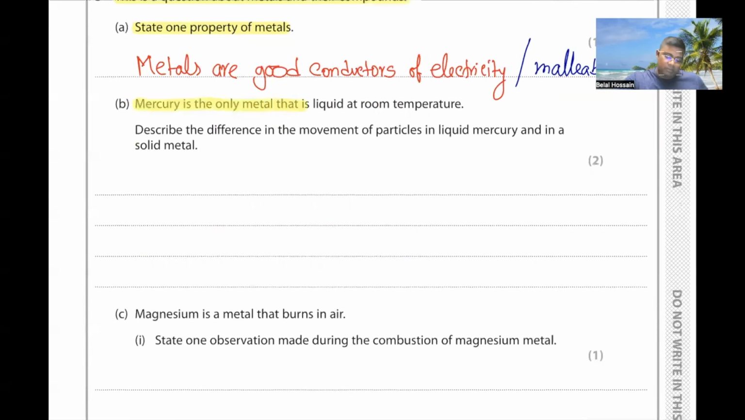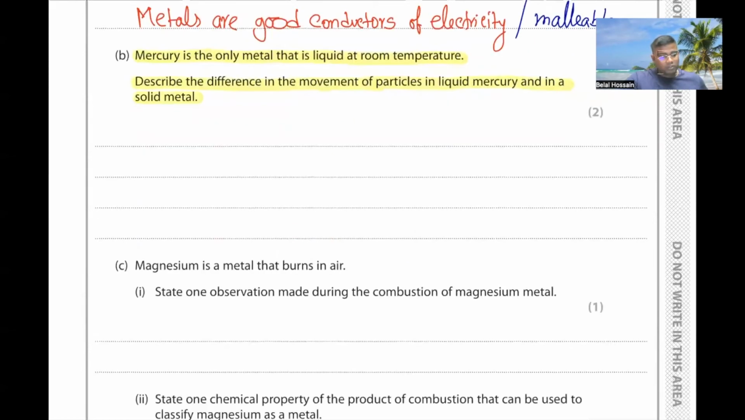Mercury is the only metal that is liquid at room temperature. Describe the difference in the movement of the particles in liquid mercury and solid metal. So basically in mercury, the particles can move because there are gaps between the particles and they can slide past each other. However, in solid metals, the particles are fixed in their positions. So they cannot move.